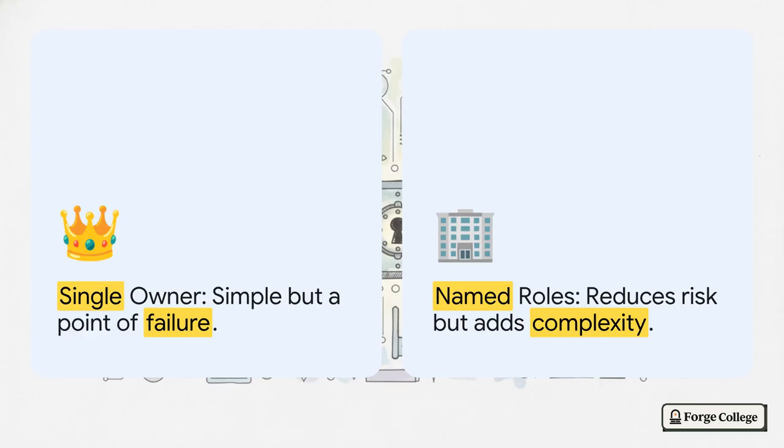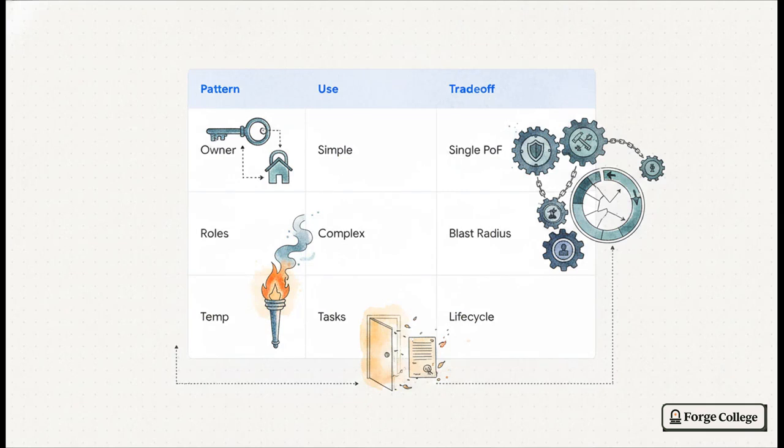Alternatively, we have named roles, basically role-based access control. Think of this more like a bureaucracy. It heavily reduces the blast radius if someone gets compromised, but it definitely adds operational complexity. So essentially, it's a bit more paperwork, but way fewer catastrophic explosions.